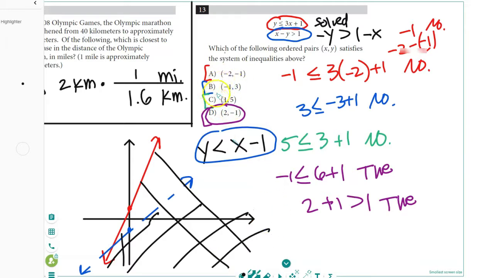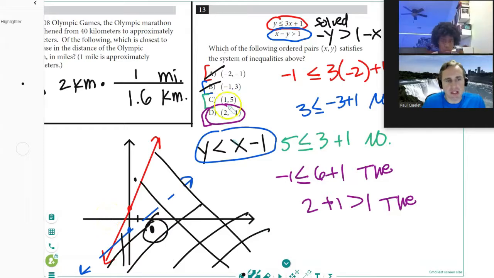So if you start looking at these points, A is right out because it's negative for x and negative for y. B is negative for x, positive for y. That's right out. Positive for x, positive for y, that's a little hard to tell. But 1 is right here, and then 5, and then 2, negative 1. So 2, negative 1, that's going to be right here. So that's correct. So D is the correct answer.